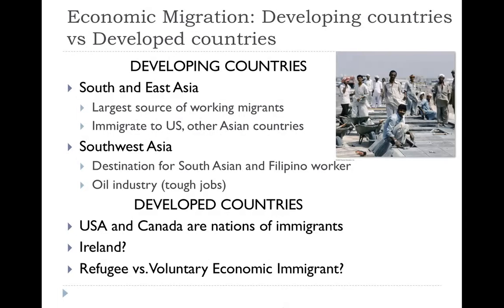We look at developed countries, so places like the United States and Canada tend to be nations of immigrants. We see a lot of people have come from other parts of the world to live in the U.S. and Canada specifically. We also see maybe Ireland is a little bit like that, but not to the level of the U.S. or Canada. And when we get to the idea of refugee versus voluntary economic immigrants, refugees obviously are people who are leaving because of a specific thing. They're being forced out of their country because of war or government issues or being persecuted. But voluntary economic immigrants tend to be leaving to find maybe better jobs or find jobs in another place.